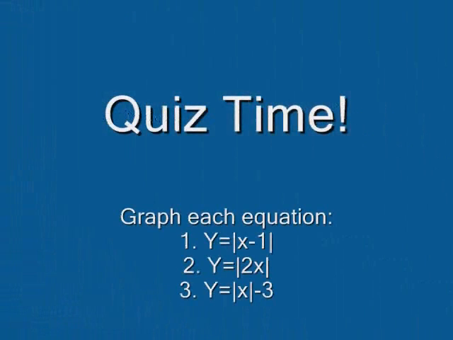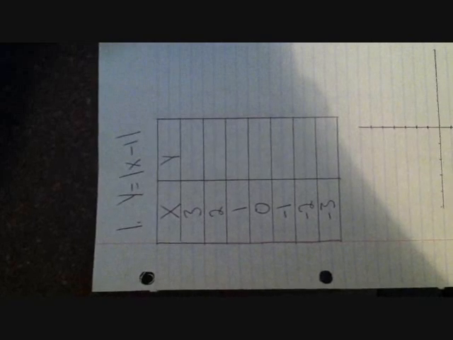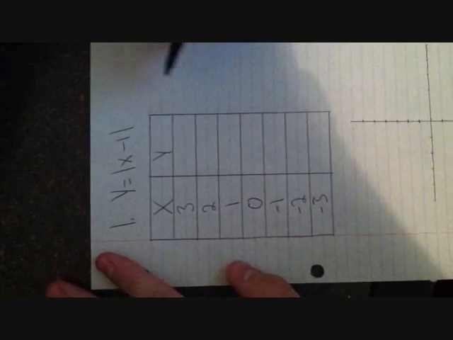So we will be doing a short quiz that I will go over with y'all after everybody is done with it. Well, number 1 is y equals the absolute value of x minus 1. So let's fill out the chart first.